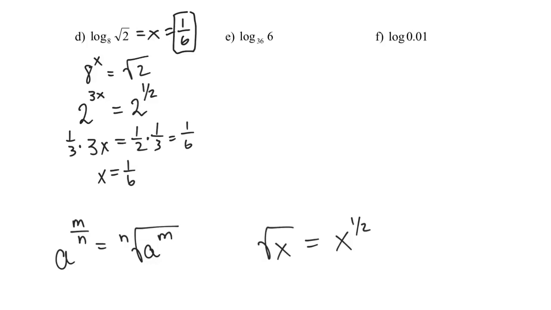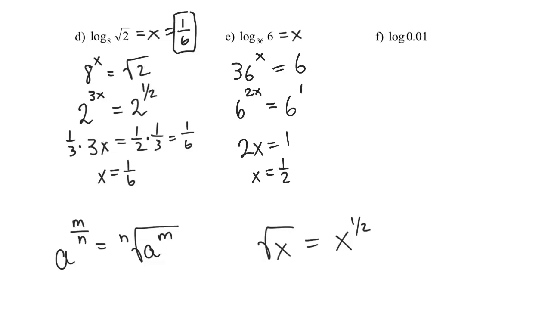Okay, for log base 36 of 6, if I set this equal to x, then this is going to be 36 raised to the x is equal to 6. The common base here is going to be 6 because 6 to the second is 36, and this is 6 to the 1 over here, and so therefore this is going to say 2x is equal to 1, and divide both sides by 2 in order to get 1/2.